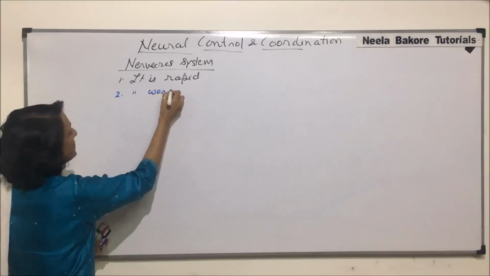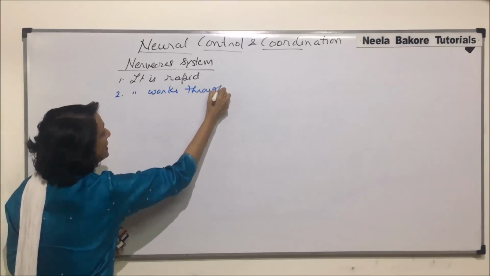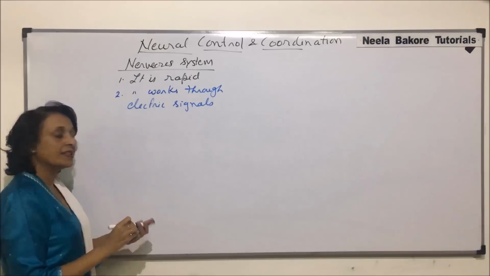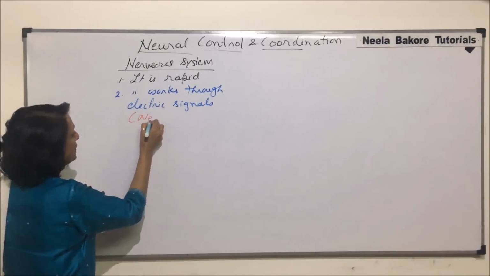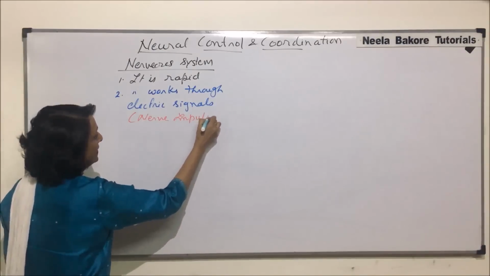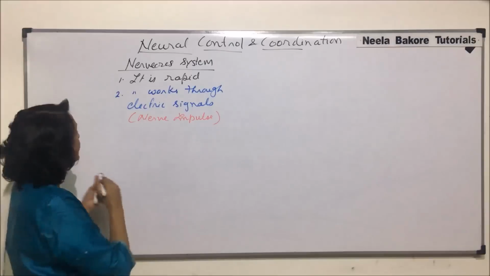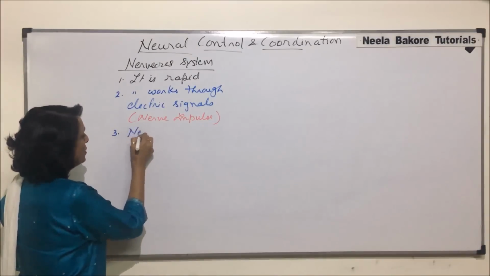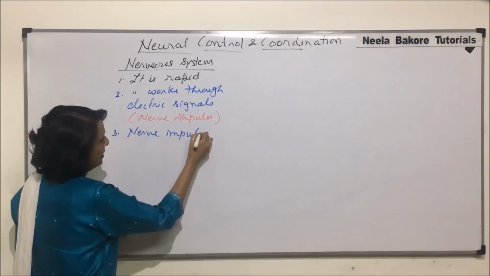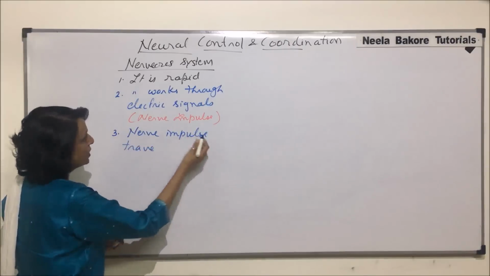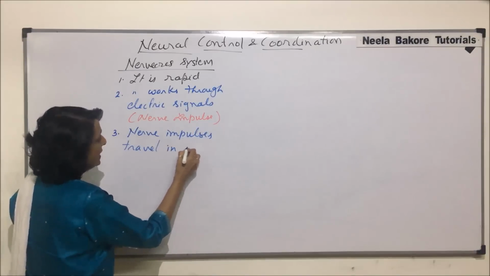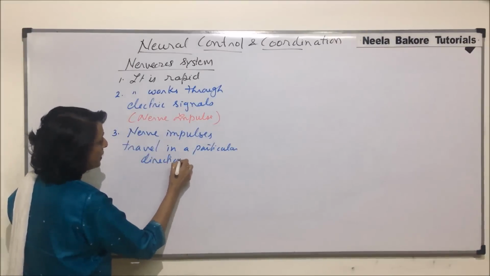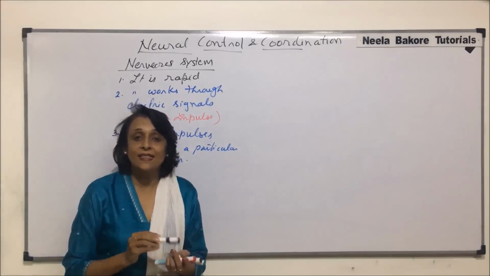So it works through electric signals, and these electric signals are actually known as the nerve impulse. The third characteristic is that these nerve impulses travel in a particular direction. We will be talking about all these things in detail, but this is the characteristic.